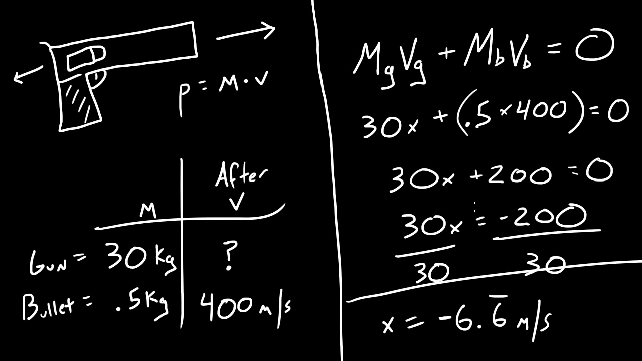So that is how you calculate one of the variables when you have the rest of the information, thus proving the law of conservation of momentum.